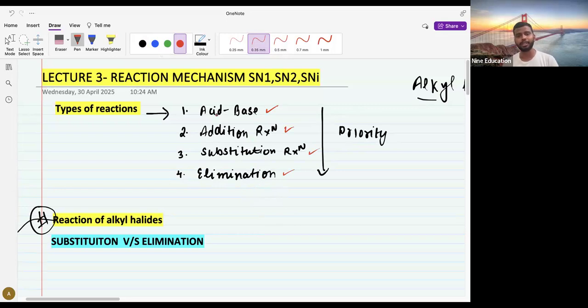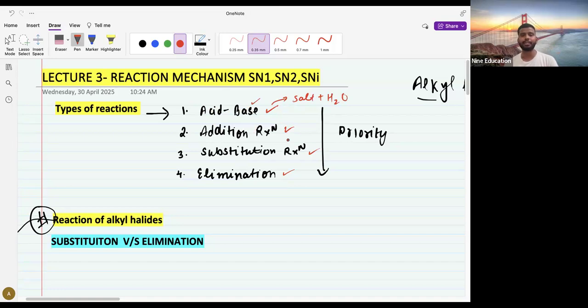Acid base we all studied in the chapter on ionic equilibria: what is an acid and what is a base. We studied the definitions. There are three types of acid base: first Arrhenius acid base, second Lowry Bronsted acid base, and third Lewis acid base. When acids and bases react, you all know it gives salt plus water, and in a reaction, the acid base reaction should occur first.